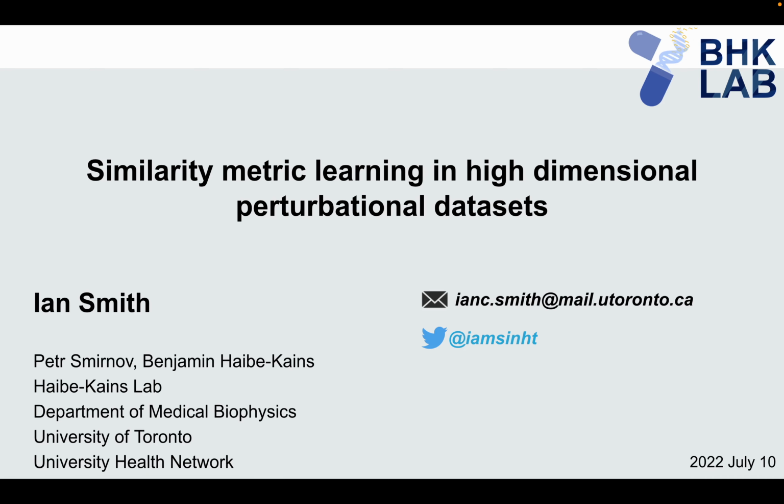So perturbational datasets measure changes in biological features due to perturbations, like compounds, genomic perturbations, or disease states. An example of a perturbational dataset is the L1000 project from the Broad Institute that measures changes in gene expression as a result of treatment by various reagents like drugs or genomic perturbations in cancer cell lines. And this is the dataset that I'll be discussing in this poster.